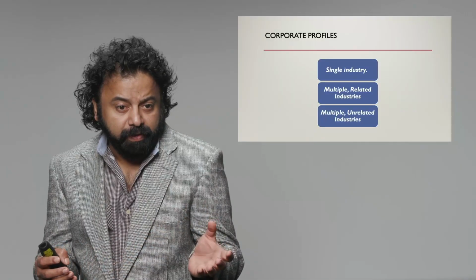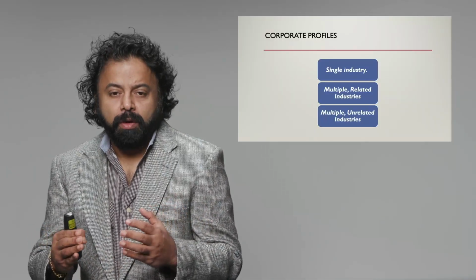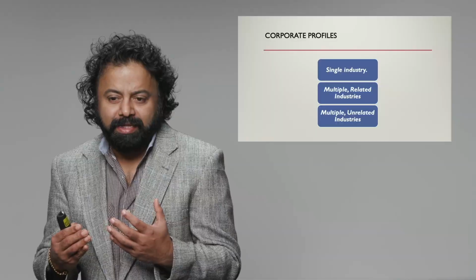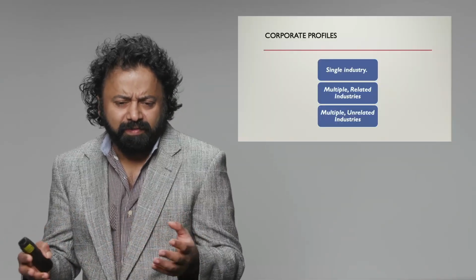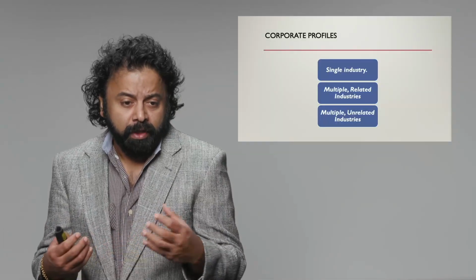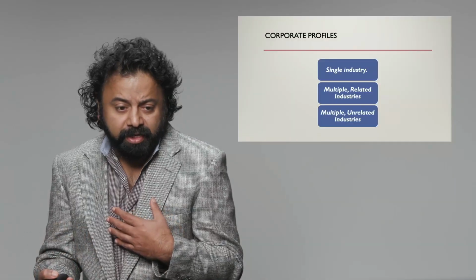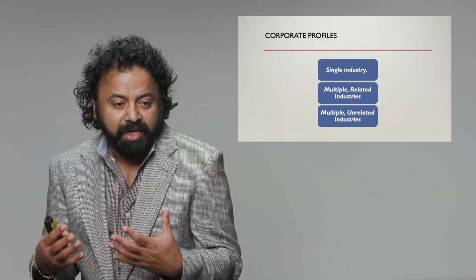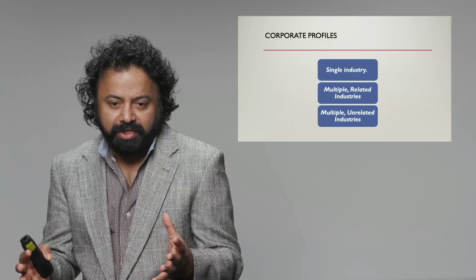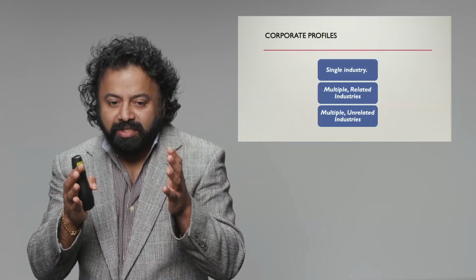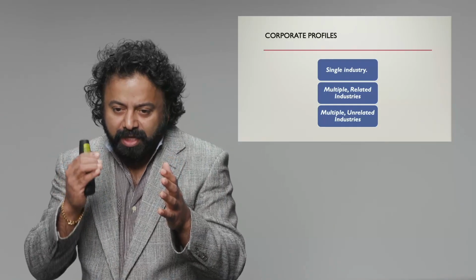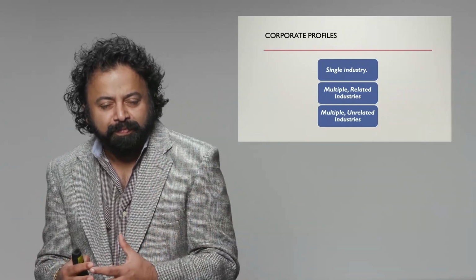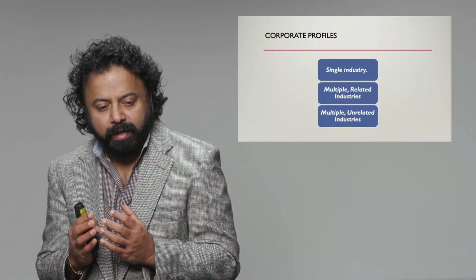First is the corporate profiles. Organizations can adopt one of these three basic profiles, each with its own advantages, disadvantages, and crisis potentials. Is it a single industry, multiple related industries, or multiple unrelated industries? So one is a single industry. Advantage is specialization. Focusing on one industry allows organizations to develop deep, specialized knowledge and expertise.